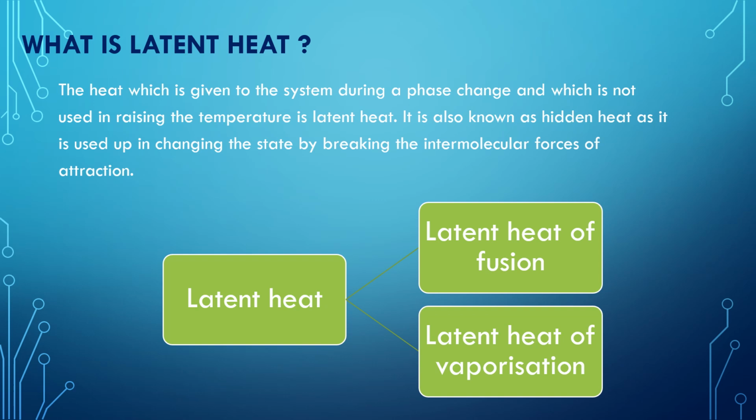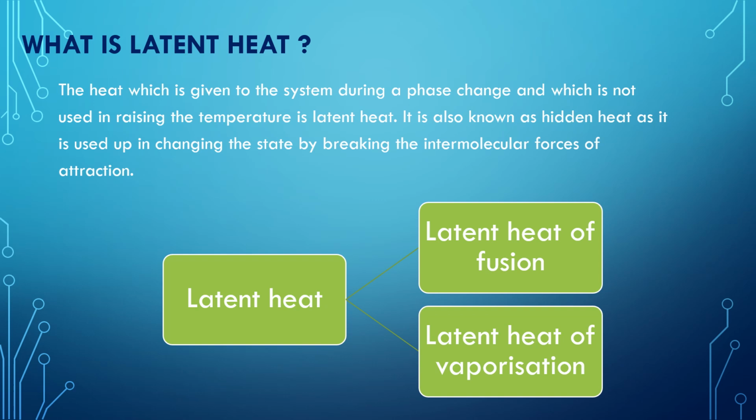Now, let us look at the concept of latent heat. The heat which is given to the system during a phase change and which is not used in raising the temperature is called latent heat. Latent means hidden. So the latent heat is used up in changing the state by breaking the intermolecular forces of attraction. That's why it's known as hidden heat, because this heat is used in breaking the intermolecular forces of attraction. So hence there is no increase in temperature till the state completely changes to the next state.